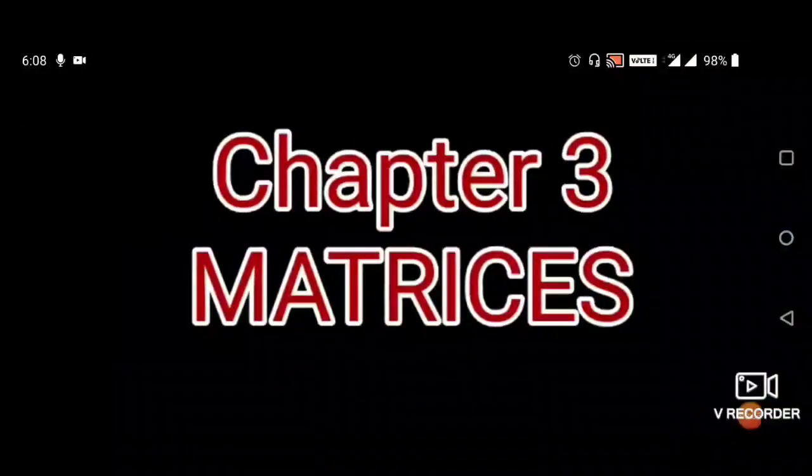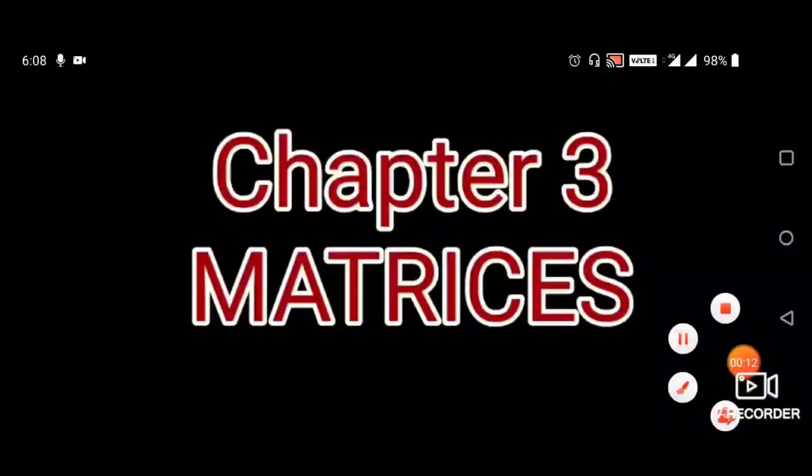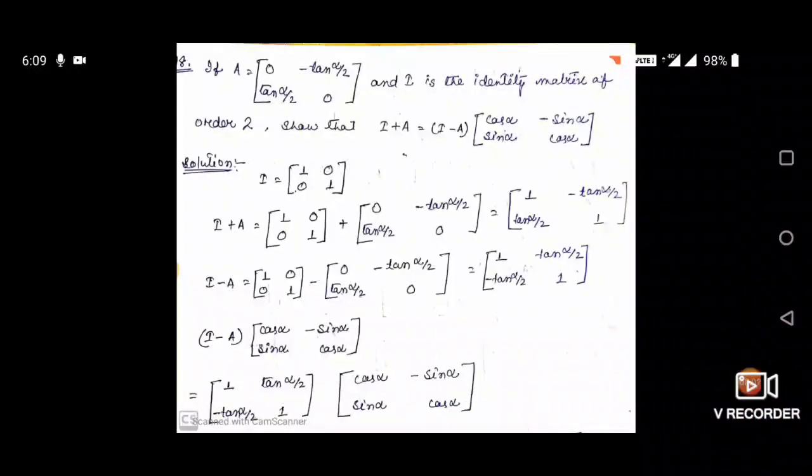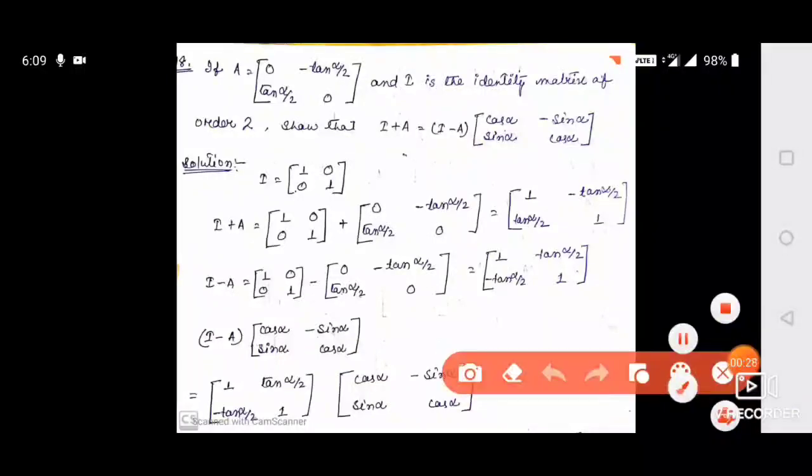Here we are doing the chapter Matrices. So we will start with question number 18 of exercise 3.2. See question number 18. If A is the 2 by 2 matrix [0, minus tan alpha by 2; tan alpha by 2, 0] and I is the identity matrix of order 2, show that I plus A is equal to I minus A into the matrix [cos alpha, minus sin alpha; sin alpha, cos alpha]. So for that we will start with the identity matrix I.